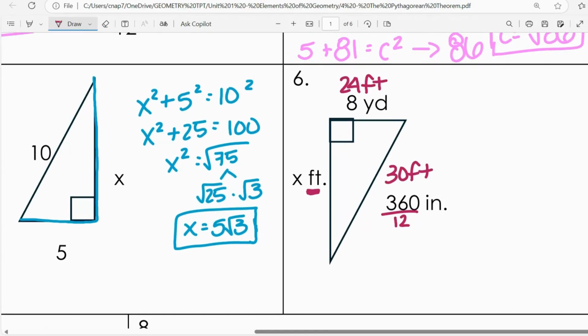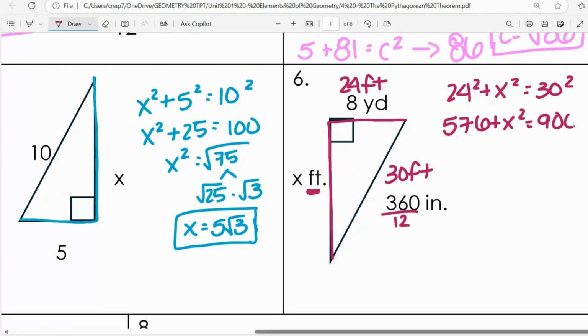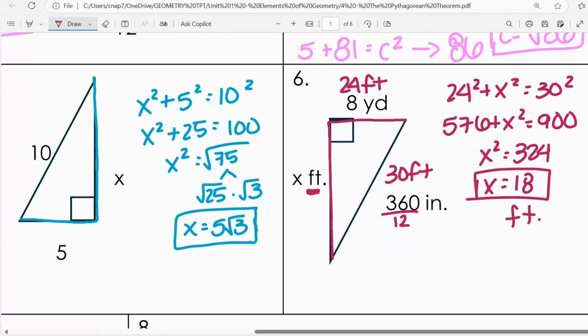So here's your legs. 24 squared plus x squared equals 30 squared. You get 576 plus x squared equals 900. And so x squared equals 324. 324 is a perfect square. The answer is 18. And of course, the answer is going to also be in feet.